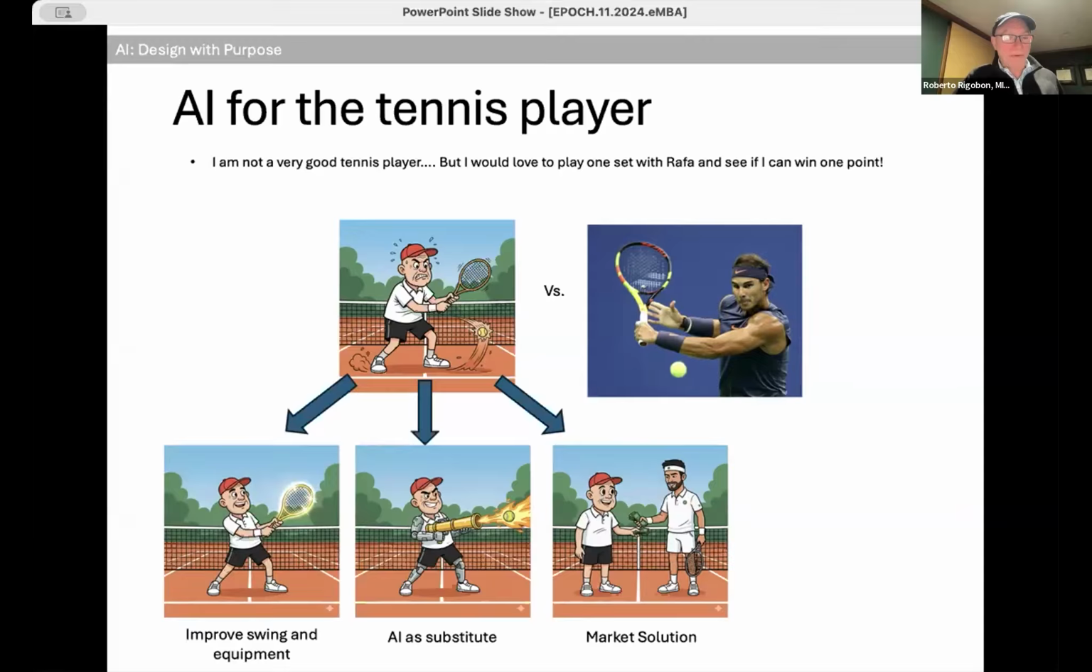And so it's an improvement of the swing and the equipment. So, first question: can I hire Djokovic? The answer is yes. Can I build a bazooka? Absolutely yes. This is not a complicated engineering issue. I actually find that this is very simple.